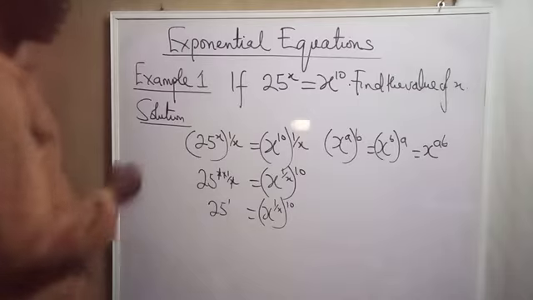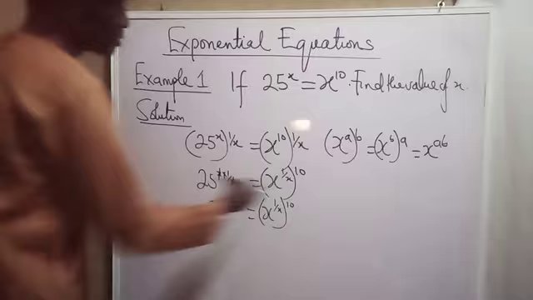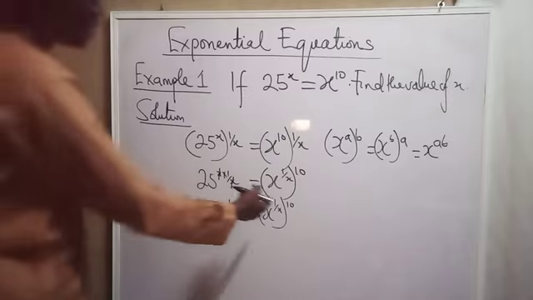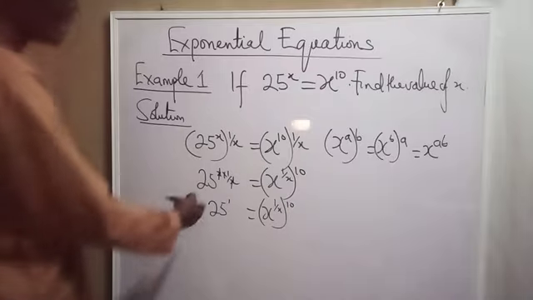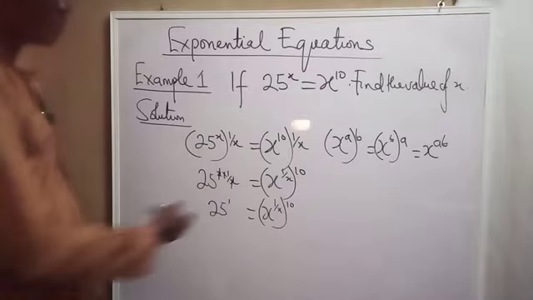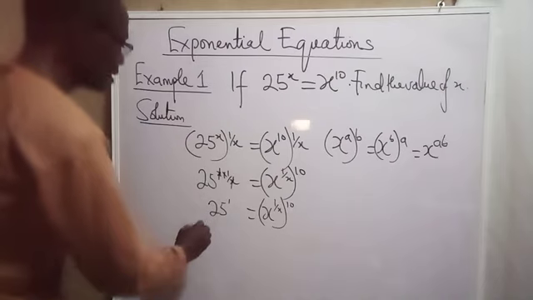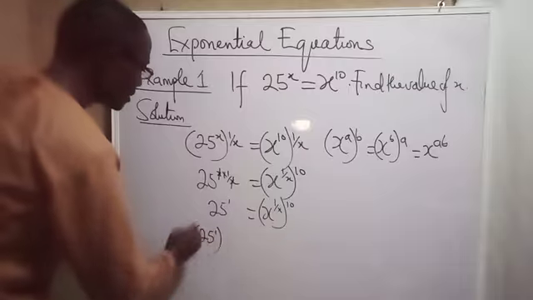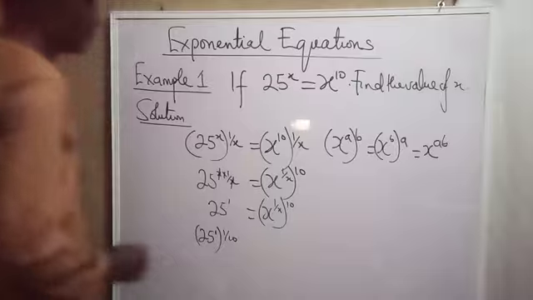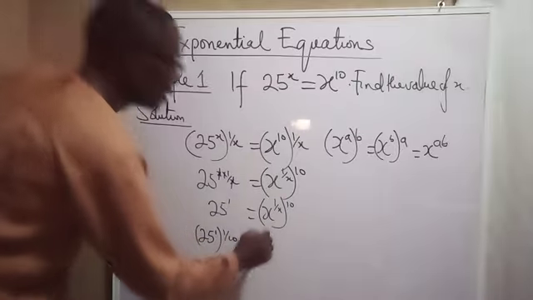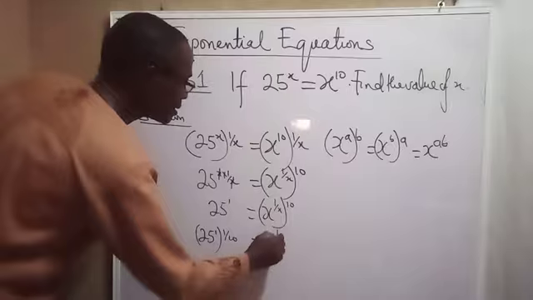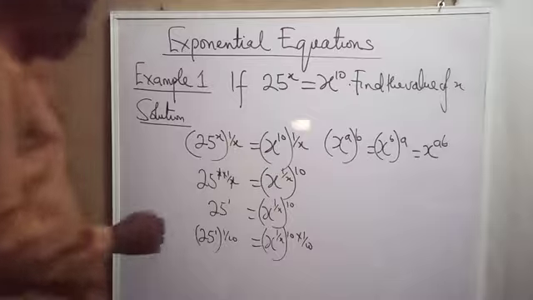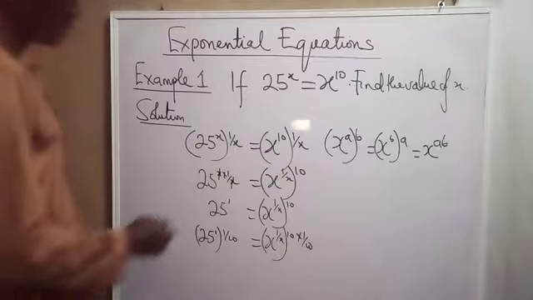Now, with this, we can actually remove this exponential 10. And how do we go about that? To remove this exponential 10, we could find the 1/10 of this particular equation. That is, 25 raised to the power 1 times raised to the power 1 over 10 is equal to x raised to the power 1 over x times 10 multiplied by the power 1 over 10.